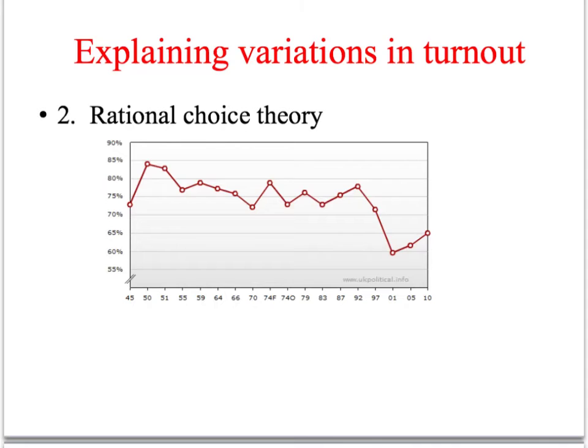Rational choice theory can also help us explain why the turnout went up a bit in 2010 compared to this dramatic low in 2001. Basically, in 2001, the general election was a foregone conclusion. It was obvious to everybody, even before the election campaign got underway, that Labour were going to win. Whereas in 2010, it was quite a close general election and nobody could predict the outcome with confidence.